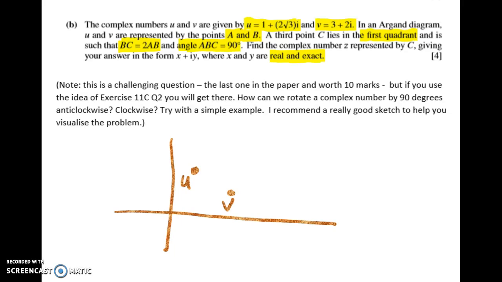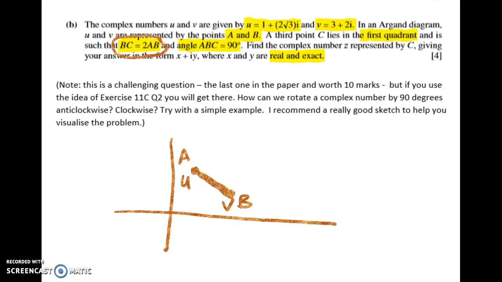Now what are we looking for? Well, we've got to find a third point such that, so that's point A and that's point B, BC is equal to 2AB. So there's AB. We know we can find the length of that line. That's not hard. BC is equal to twice that length, and angle ABC is equal to 90 degrees.